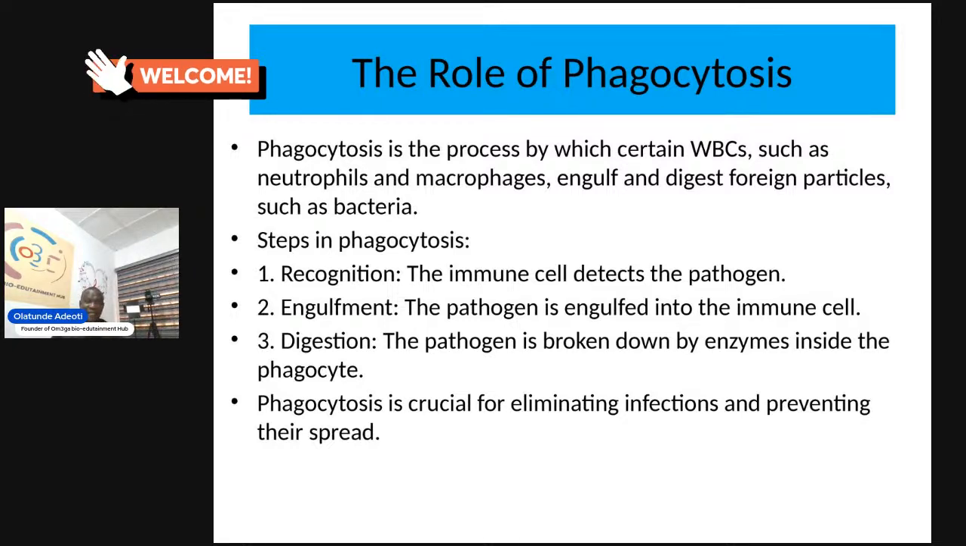So what is the role of phagocytosis? Don't forget that phagocytosis is the process by which certain WBCs, that is white blood cells, such as neutrophils and macrophages, engulf and digest foreign bodies such as bacteria. So what are the steps in phagocytosis? The first is that the white blood cell recognizes the pathogen. Then the next step after recognition is to swallow, to engulf, to surround the pathogen. After that, it will be digested.